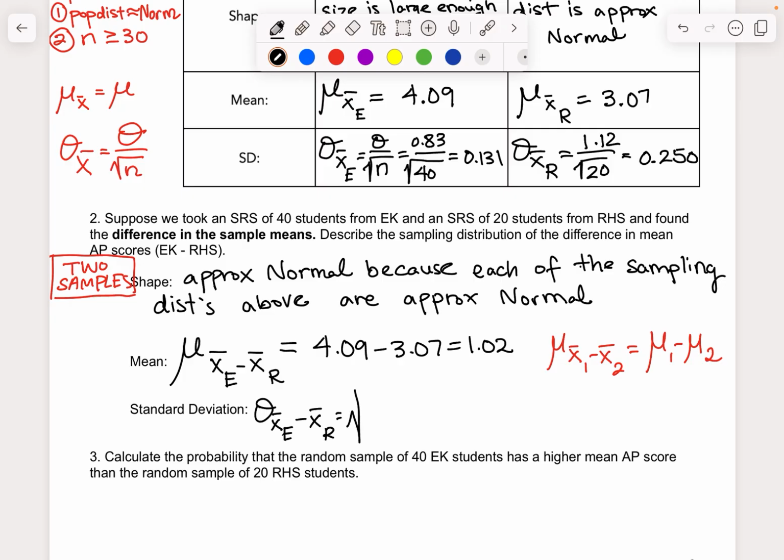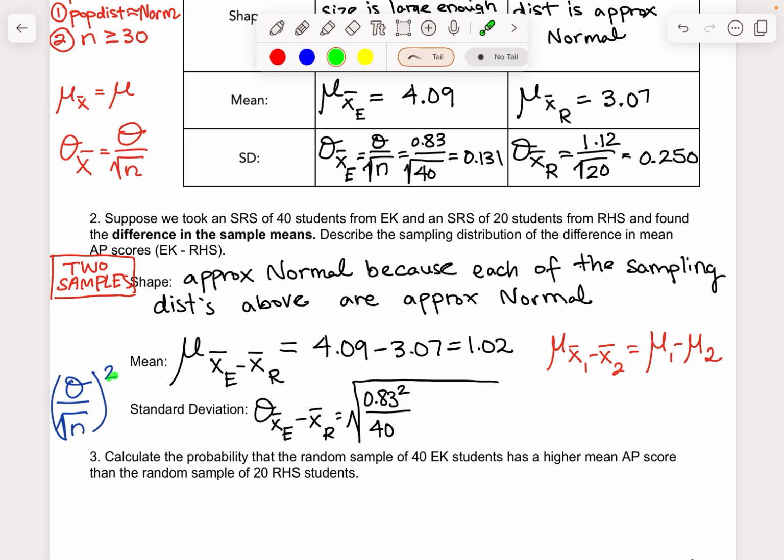we can add the variances and take the square root of the variances. Again, it's the Pythagorean theorem of statistics back again. So the variance actually looks like 0.83 squared divided by 40, okay? Because remember, the formula for the standard deviation in this case is sigma divided by the square root of n, but the variance is a standard deviation squared. So we end up with sigma squared, and then this square root goes away, and so we just have n there.